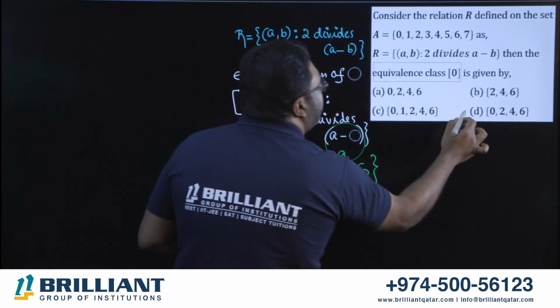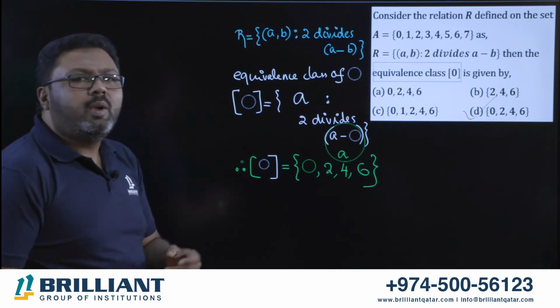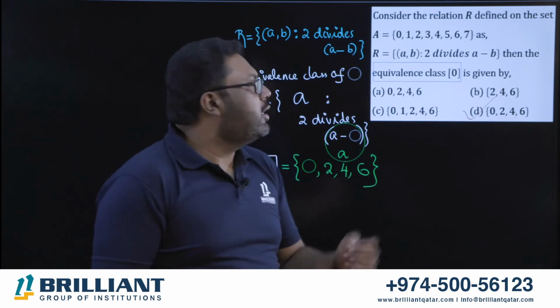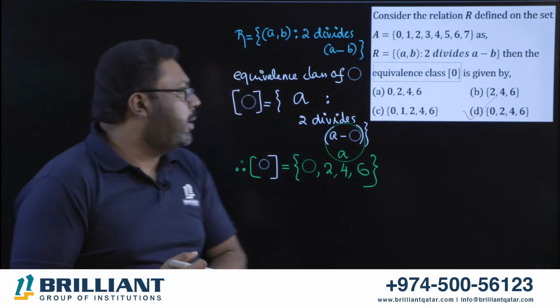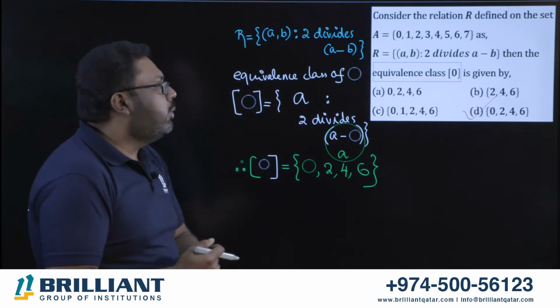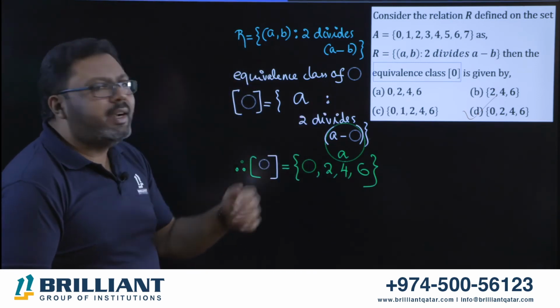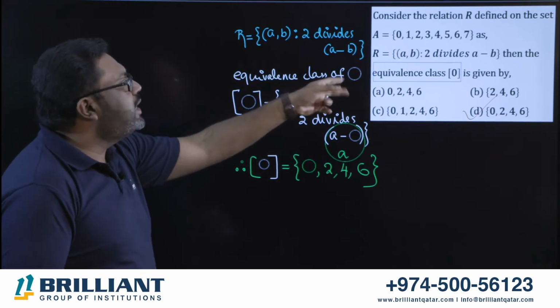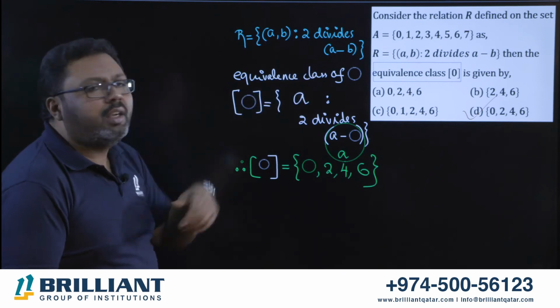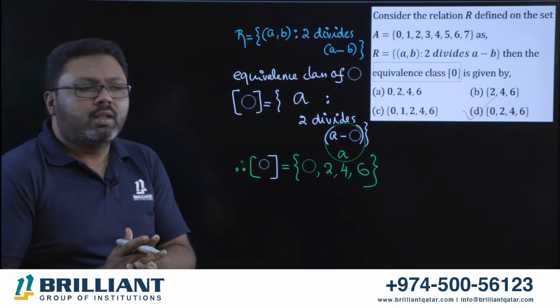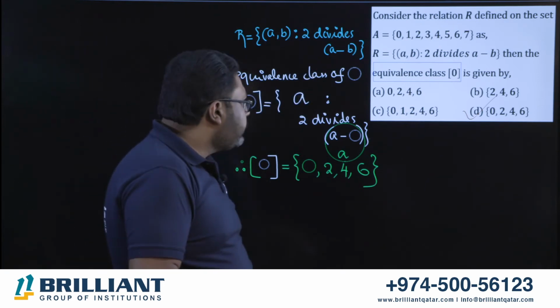Option D. Equivalence class is a very common question, and this perfectly same question is the most probable question in your CBSE grade 12 examination: 2 divides a minus b. Or they could simply change the condition, that is all. So you have to find an element which satisfies that condition, that is it. Okay, got it? So next question please.